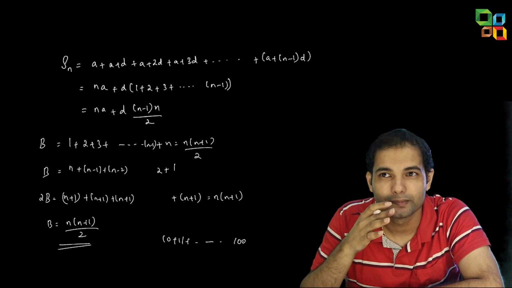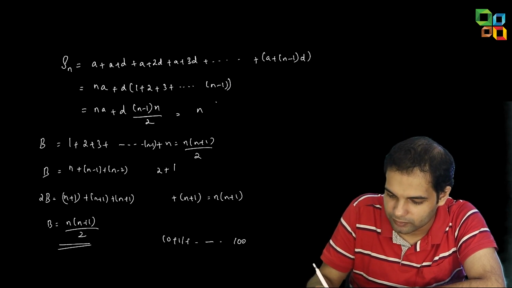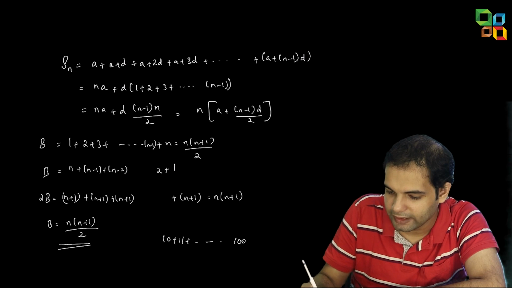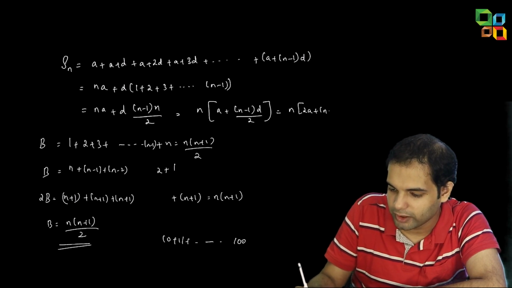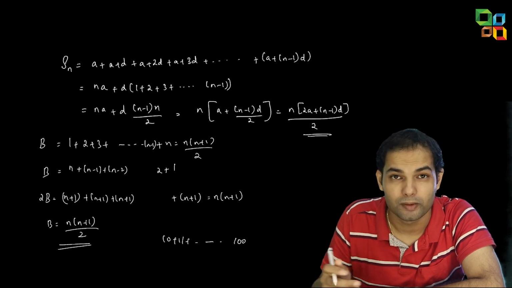Is it clear? Now just simplification, nothing. n is common, take n outside. So what remains? a plus n minus 1 into d by 2. Take the LCM: n into 2a plus n minus 1 into d divided by 2. Same formula we got. Nothing much.